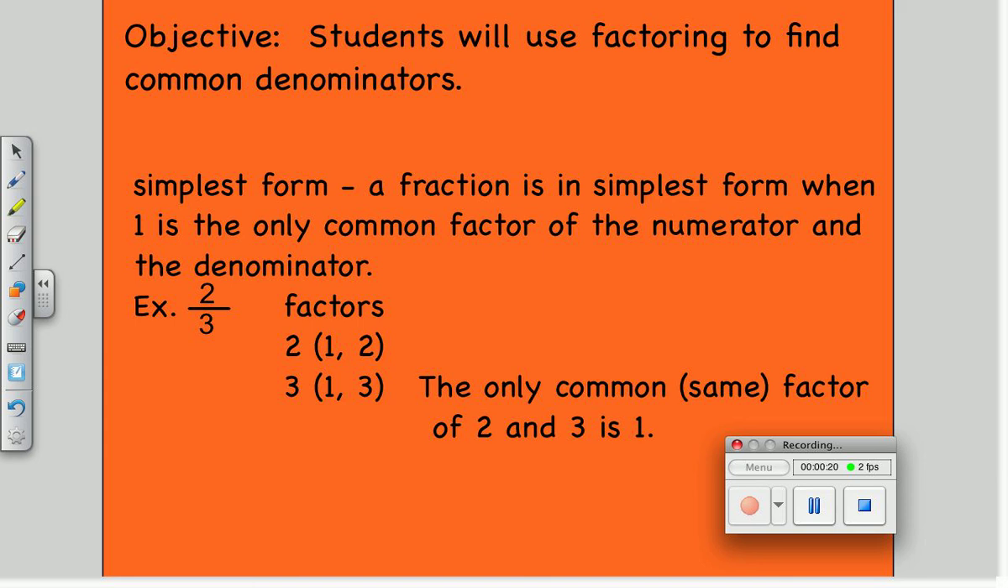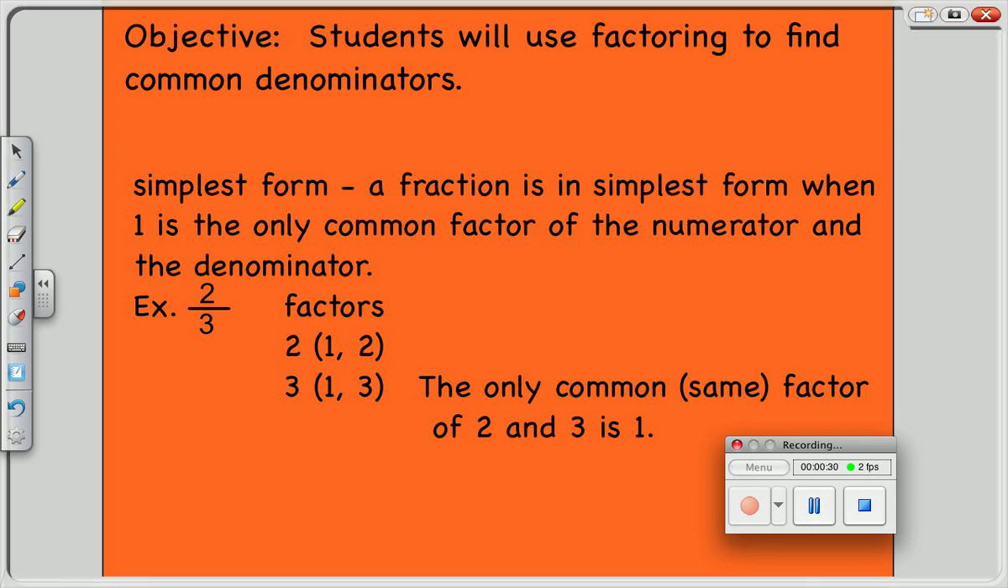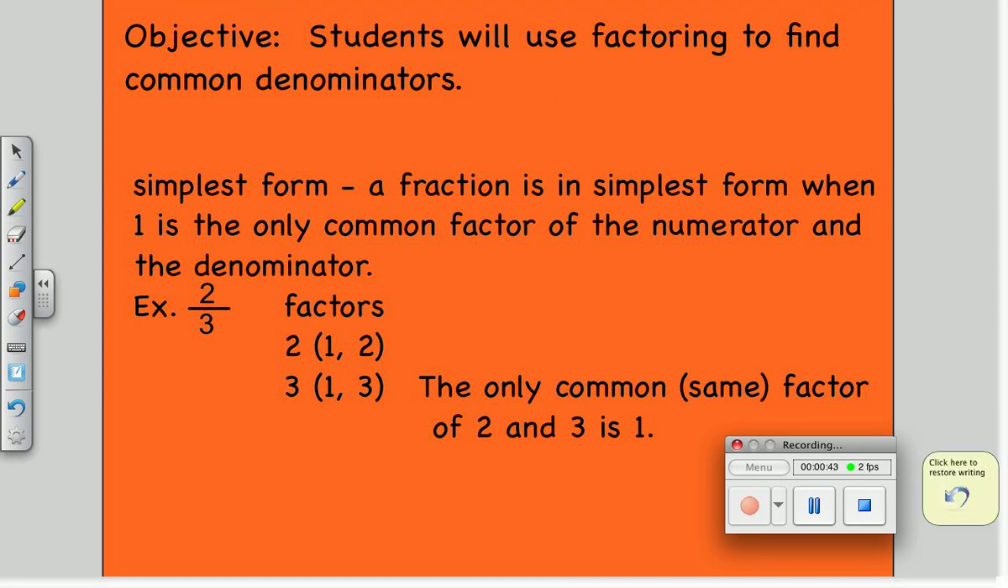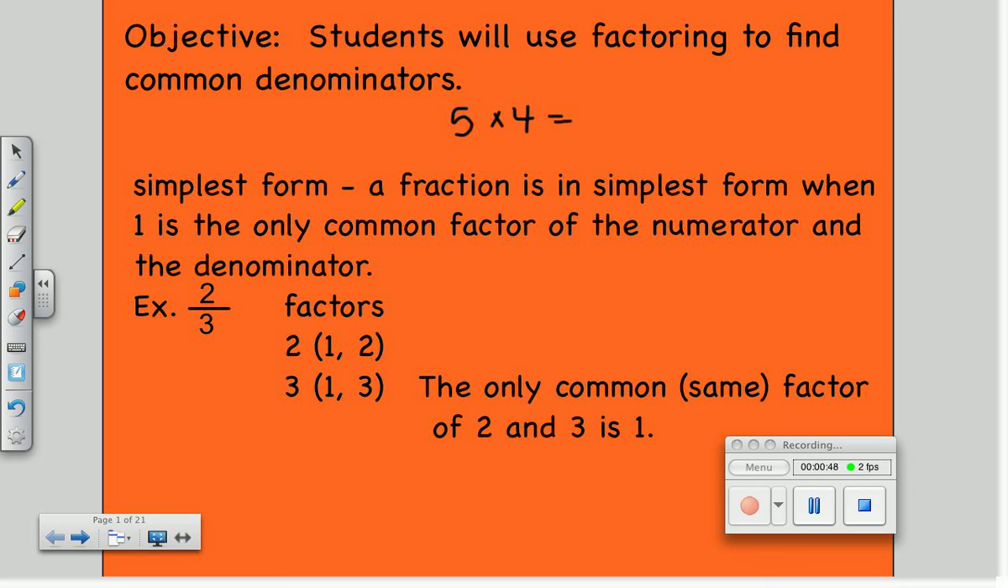All right, let's talk about that factoring for a second. First of all, I need you to remember what factors are. Factors are numbers that you can multiply together for a product. So for instance, 5 times 4 is 20. And the factors are 5 and 4. These are factors.